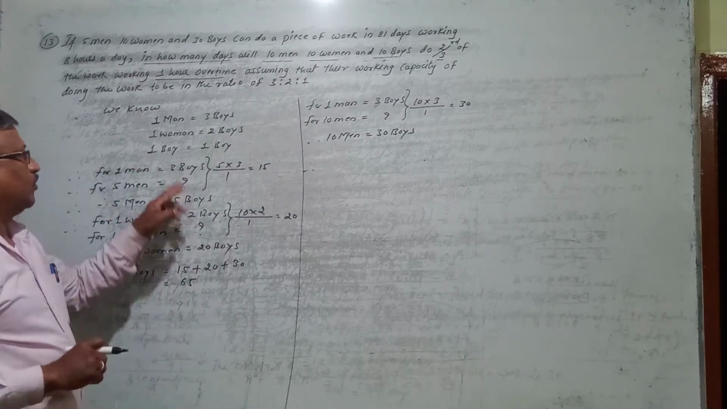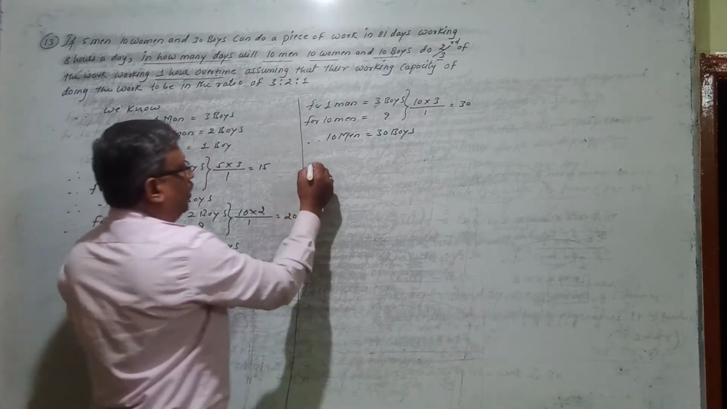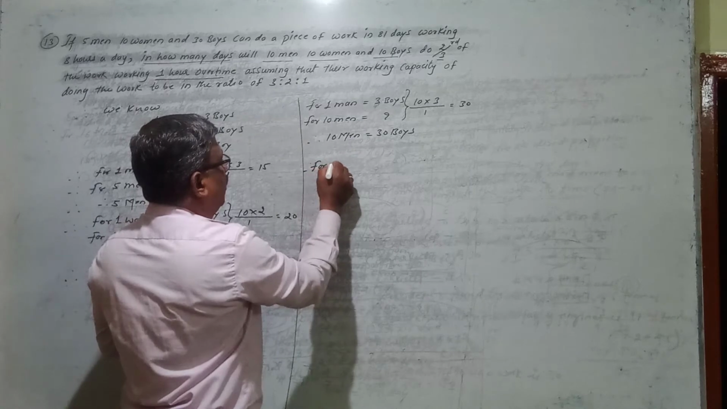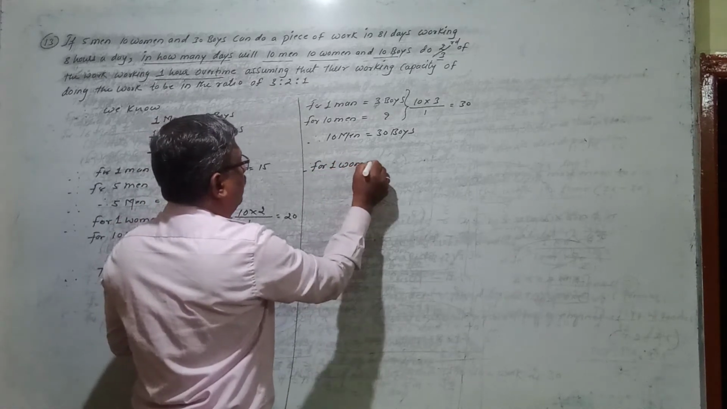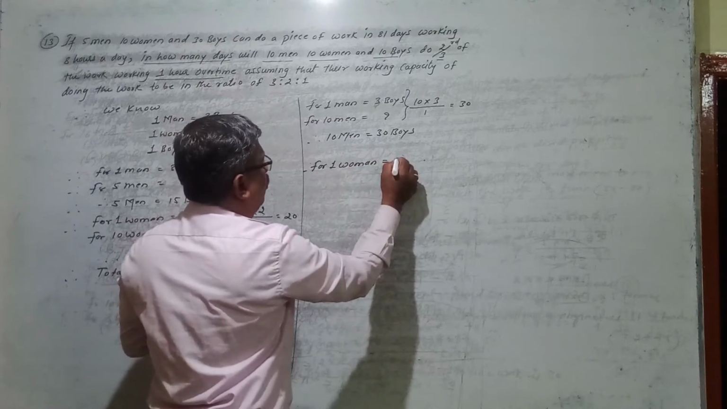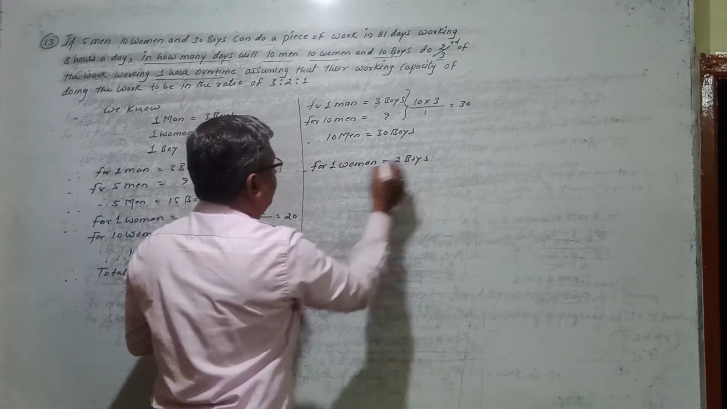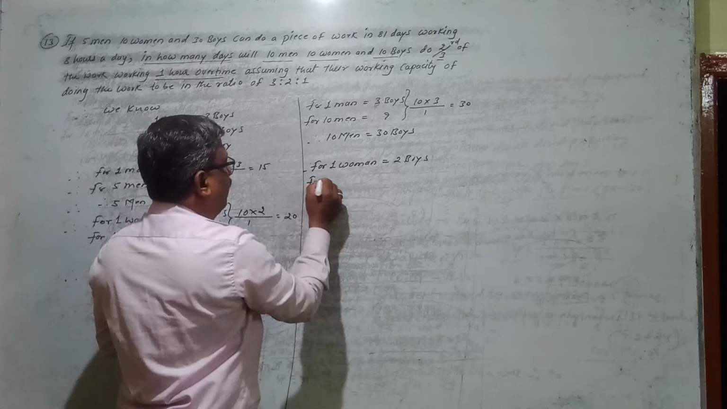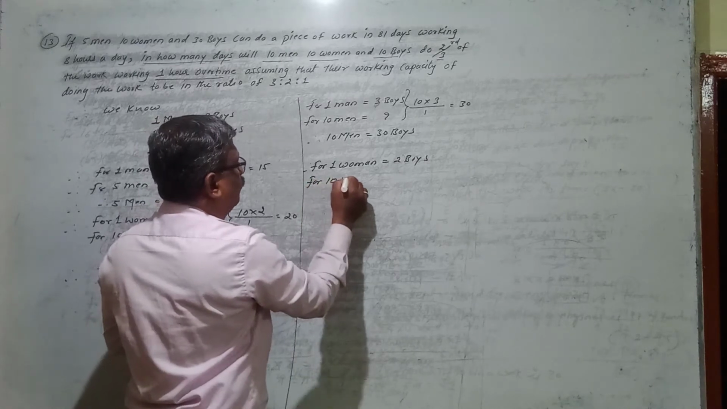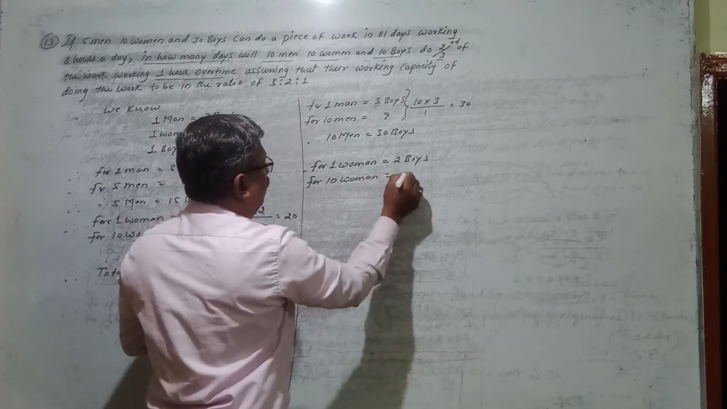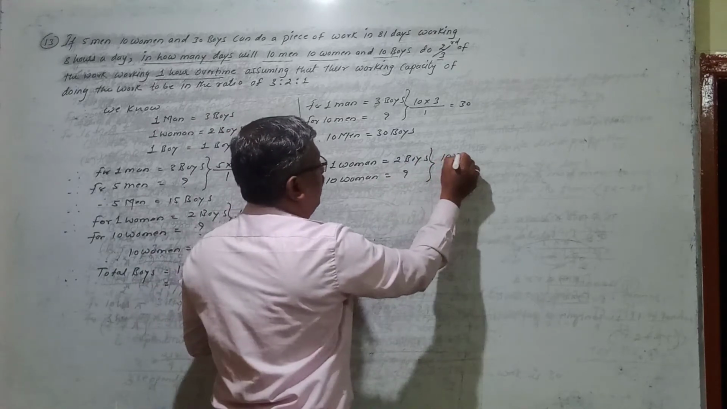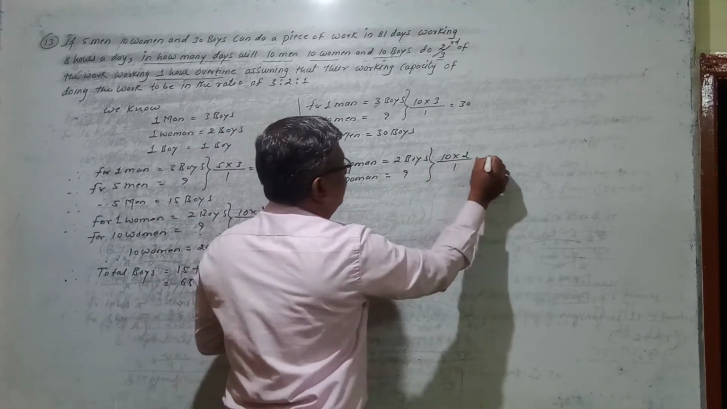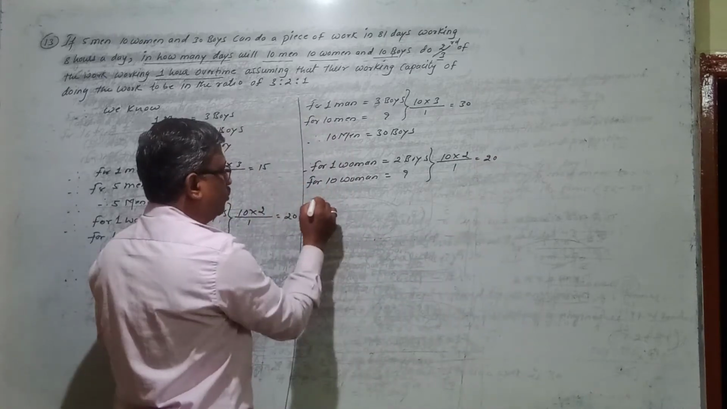That we have to calculate. For that we have to use the second ratio. So the equation will be: for 1 woman, if 1 woman is equal to how many boys? It is 2 boys. So we have to calculate 10 women equal to how many boys. It is 10 into 2, divided by 1, which gives 20 boys.